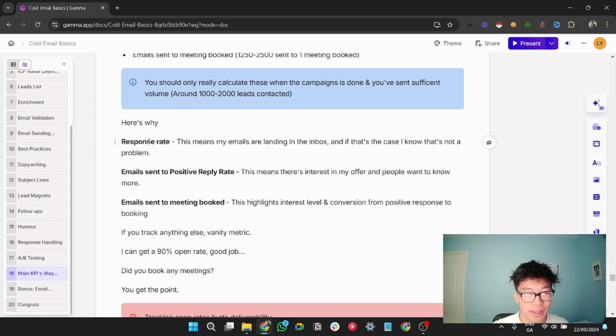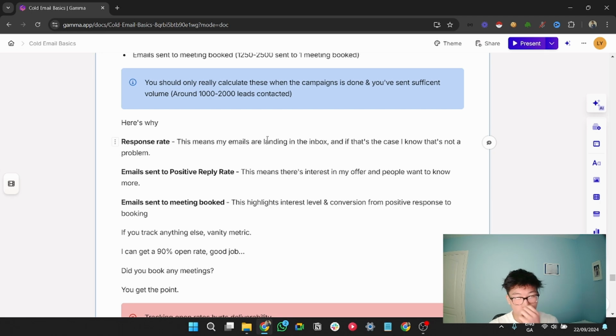So here's why. Response rate means that my emails are landing in the inbox. If that's the case, I know that's not a problem, because once people are seeing the email, that's one of a few problems I have sorted. The second is email sent to positive reply rate. This means there's an interest in my offer and people want to know more. If I'm getting a lot of responses and they're all negative, it's good information, because that just means the market doesn't want what I'm selling.